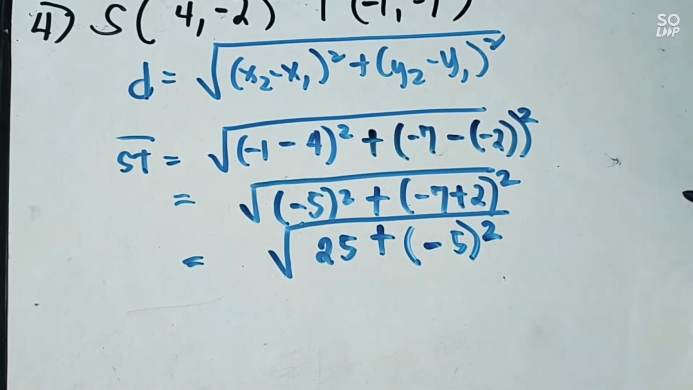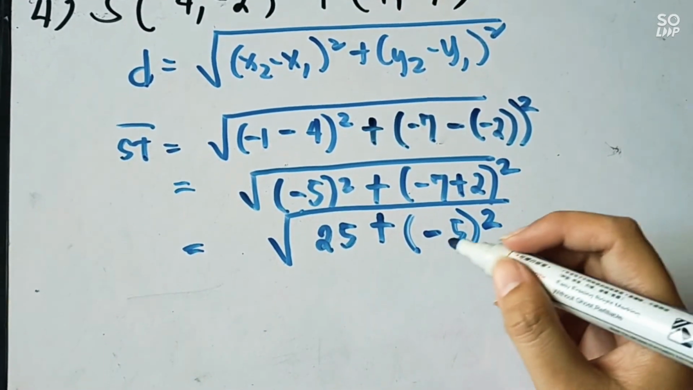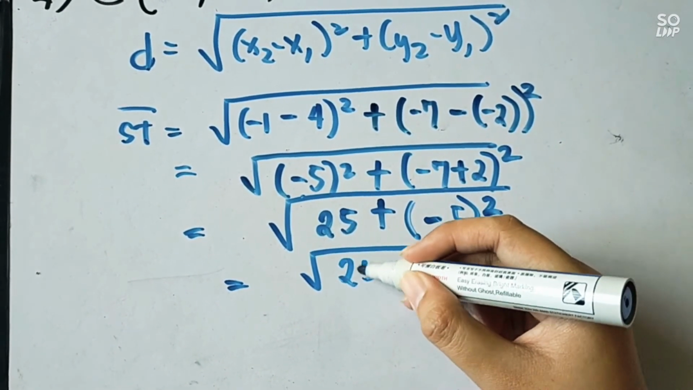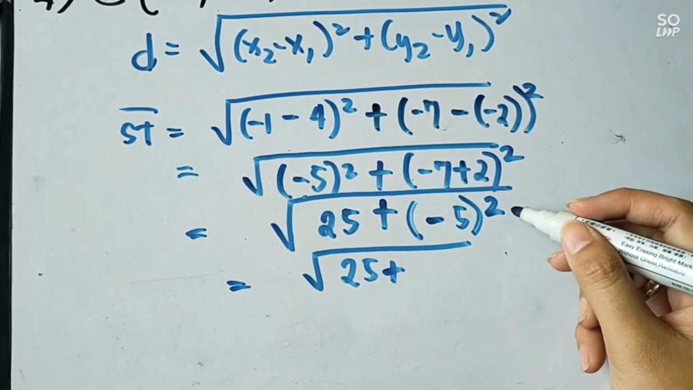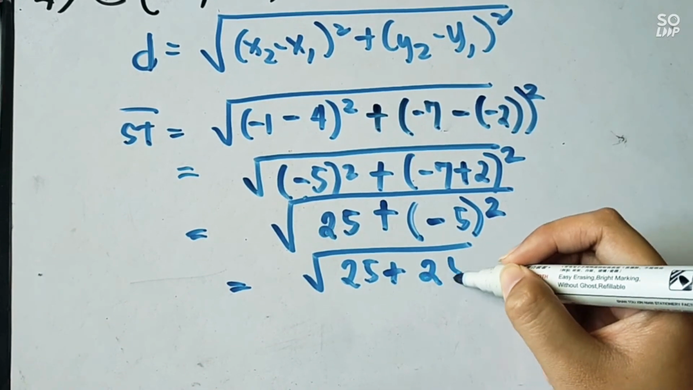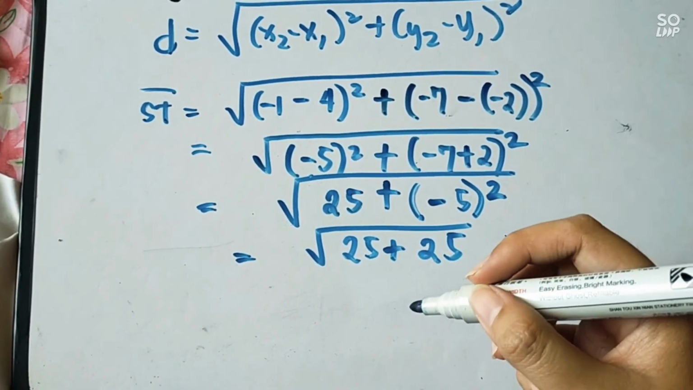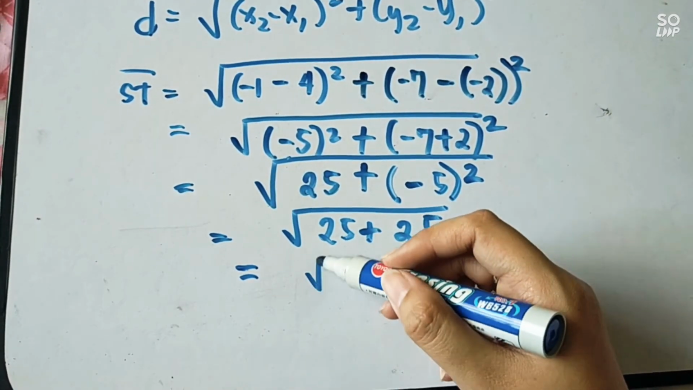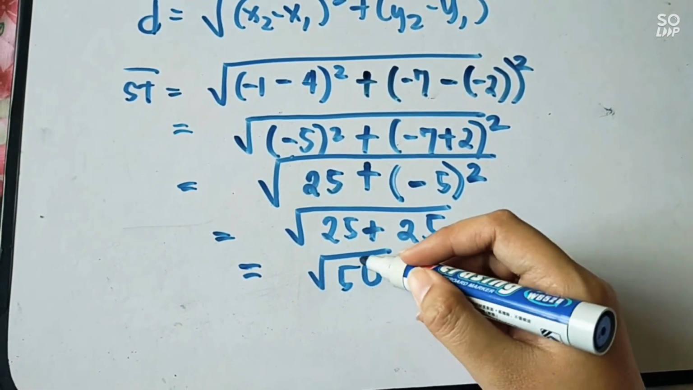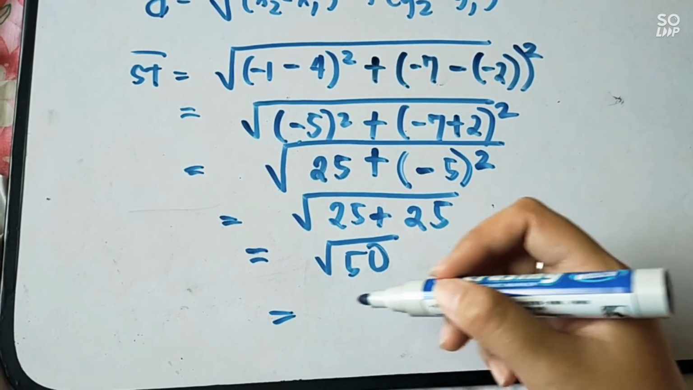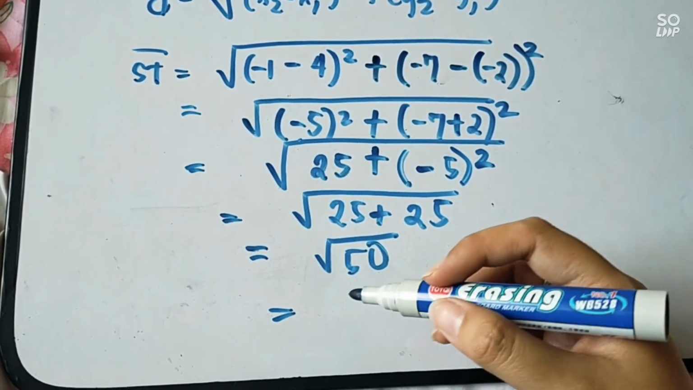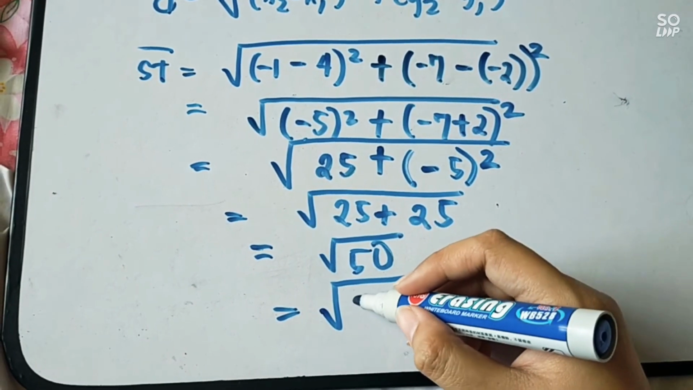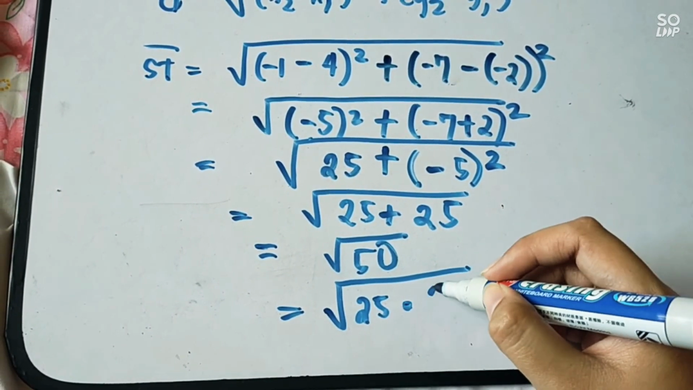Then squared. Okay? Then simplify. We have the square root of 25 plus 5 squared, we have here 25. Then 25 plus 25, so the answer here is the square root of 50. Now, let's find the factors of 50 such that yung isa is a perfect square. So the factors of 50 is 25 multiplied by 2.